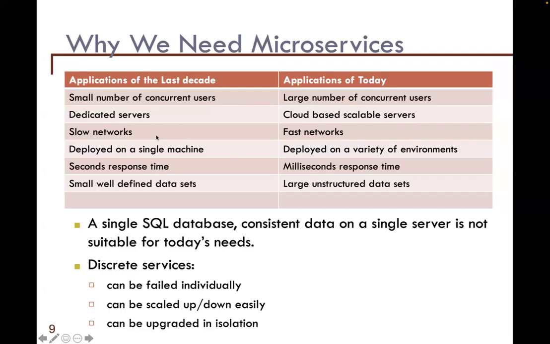We used to have slow networks, and now we have very fast networks. So it's easy to put our services on these servers, and they can easily scale up and down on these servers. We used to deploy our systems on a single machine. Now we are deploying them on a variety of environments, and our services work on mobile devices as well as computers and other systems.